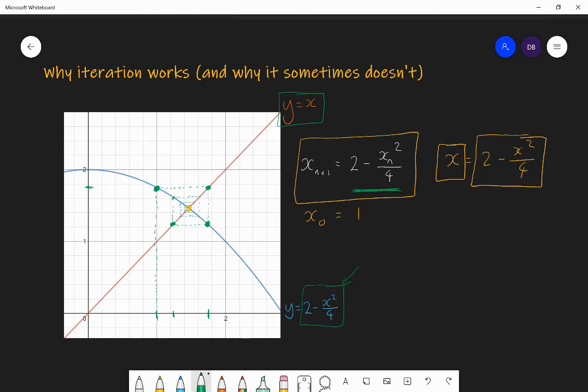That is what iteration can often do. It will zero in on the solution by going round and round in a cobweb form until it gets closer and closer and converges towards that answer. Okay? But it doesn't always form that. This is called a cobweb diagram.